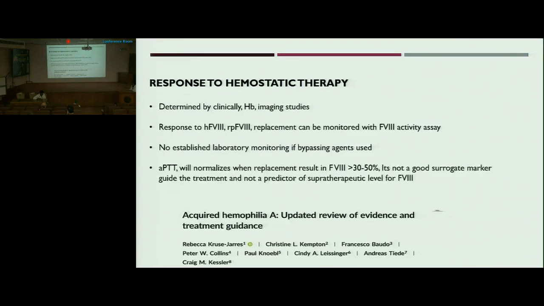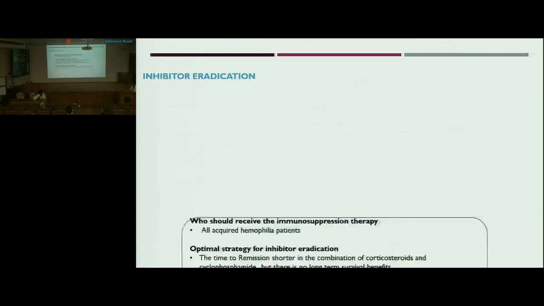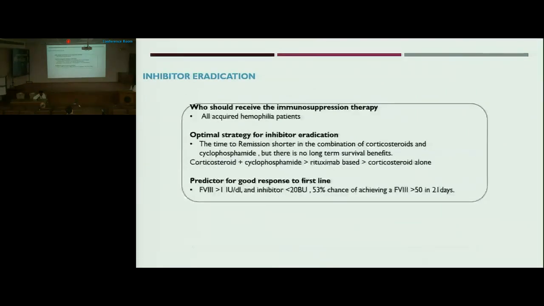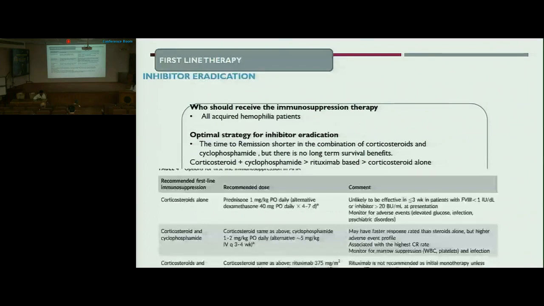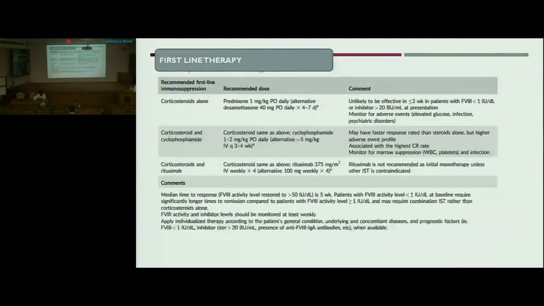And the APTT will normalize once the factor 8 replacement is more than 30 to 50%. It is a good surrogate marker to monitor treatment, but not a predictor of the therapeutic level of factor 8. Inhibitor eradication should be given to all acquired hemophilia patients. The optimal strategy: time to remission is shorter with cyclophosphamide and corticosteroid therapy, but there is no long-term survival benefit.